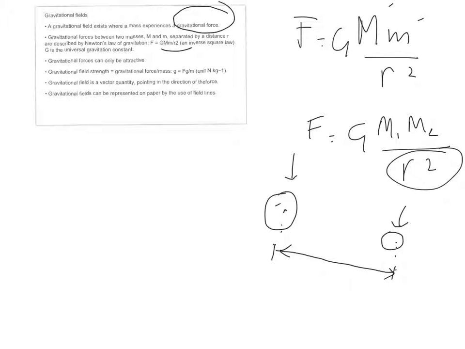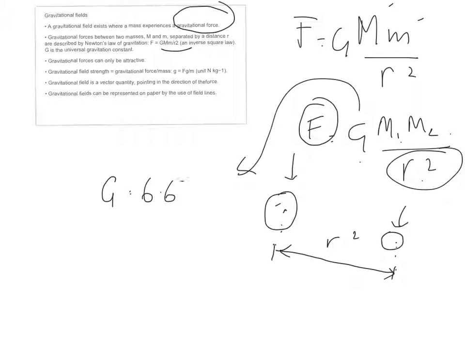So for now, just to go back to this formula, Newton's law of gravitation is force equals G m1 m2 over r squared, and G is our gravitational constant, which is equal to 6.67 times 10 to the minus 11 meters cubed, kilograms to the minus 1, seconds to the minus 2.